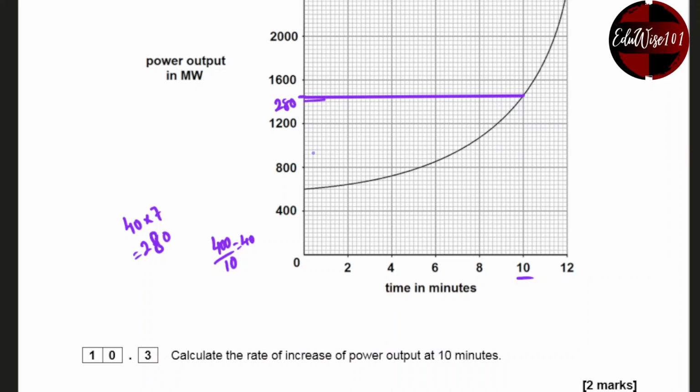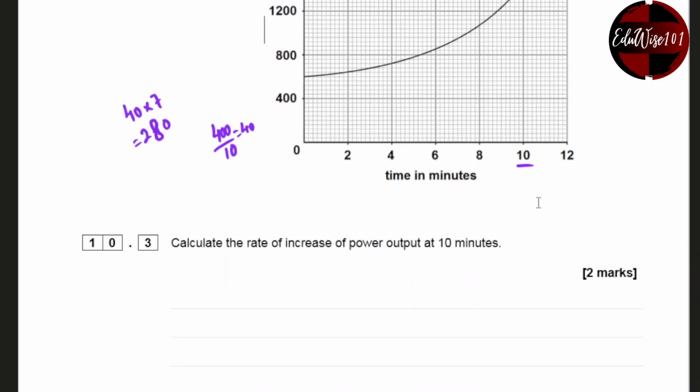280 to 1200. So about 1480 divided by 10 gives me around 148. So that's about 148 megawatts per minute.